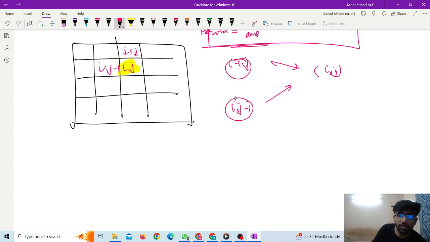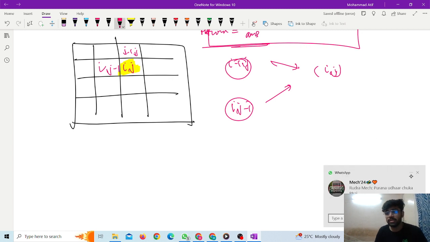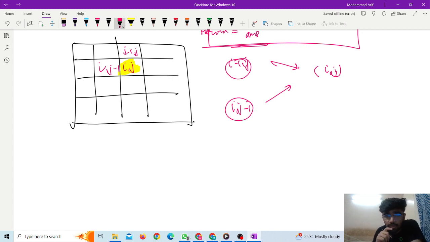Now if I am not able to reach i minus 1 comma j, will I be able to reach i comma j? Think of it. Yes, I mean not sure, but we can reach using i comma j minus 1. However, if we are not able to reach i minus 1 comma j and i comma j minus 1, will we be able to reach i comma j?